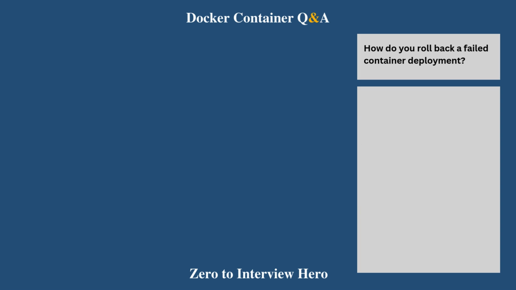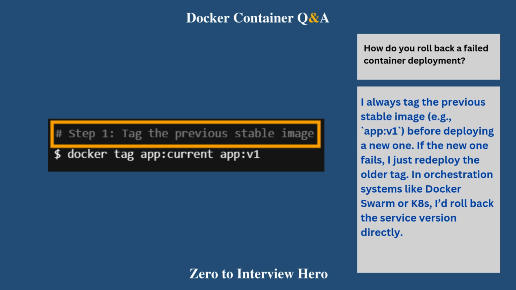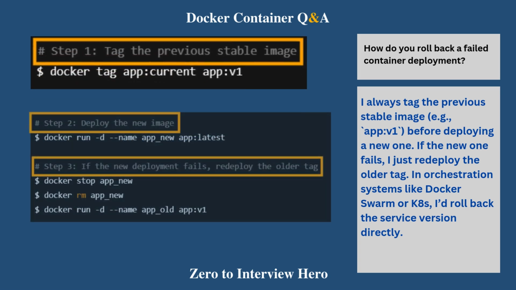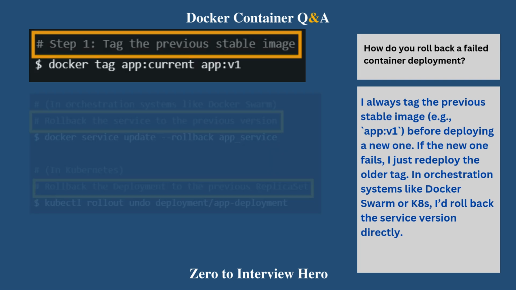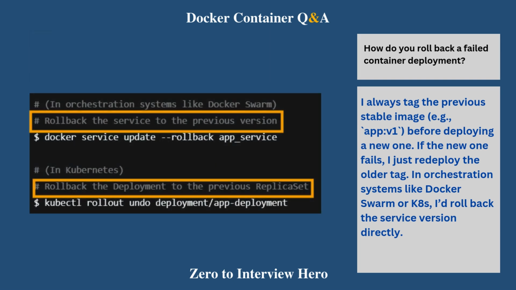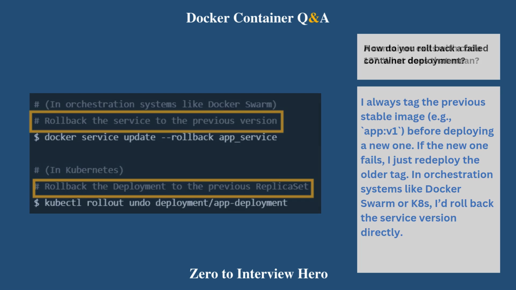Moving on with our next question. How do you roll back a failed container deployment? Here's how you can answer. I always tag the previous stable version image before deploying a new one. If the new one fails, I just redeploy the older tag. In orchestration systems like Docker Swarm or Kubernetes, I would roll back the service version directly.